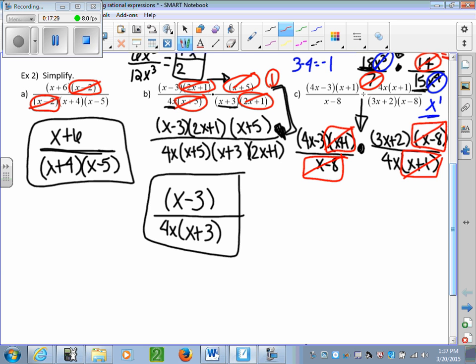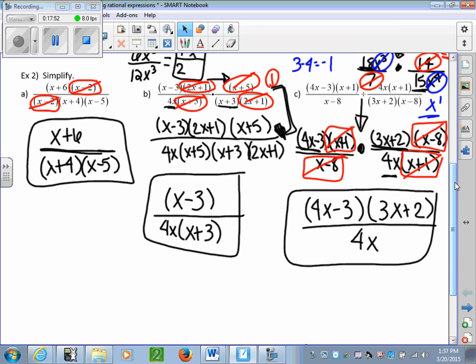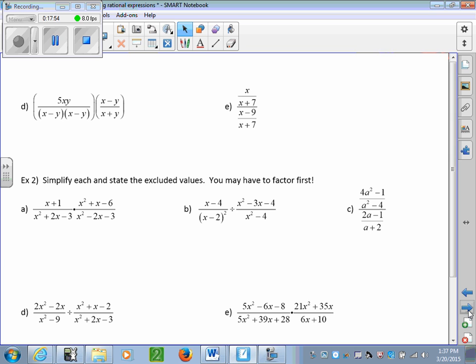And so that leaves me with anything else? I don't think so. So in my numerator, I'm left with this 4x minus 3 times this 3x plus 2, all over this 4x, which is left over in the denominator. Okay, so that's all I can do there. That's my answer. All right, next page.